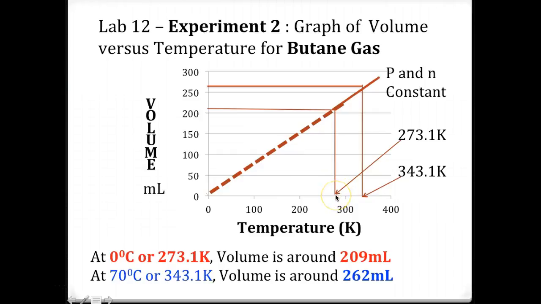And so at 273.1 K, the corresponding volume is slightly above 200, so about 209 mL. And then 70 degrees, which is 343.1 K, is slightly above the 250 mL mark, and that's 262 mL for the butane gas.